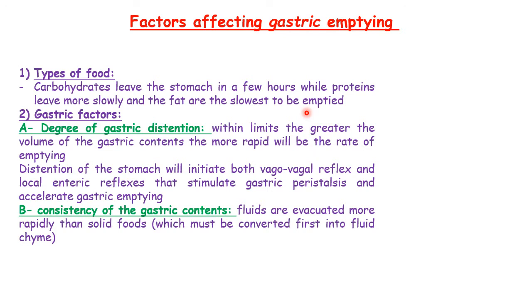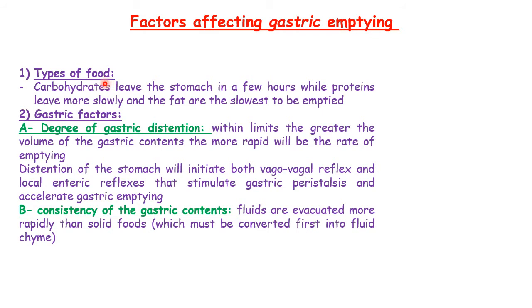Second is the gastric factors. Gastric factor, the degree of gastric distension. Within limits, the greater the distension of the stomach, the more rapid will be the rate of emptying. The distension of the stomach will initiate the vagovagal reflex and the local enteric reflexes to stimulate the gastric peristalsis and accelerate gastric emptying. Number two, related to the stomach, is the consistency of the gastric content. As the food is softer or the chyme is softer in the stomach, this will accelerate its emptying, while the presence of solid food will delay the process of gastric emptying.